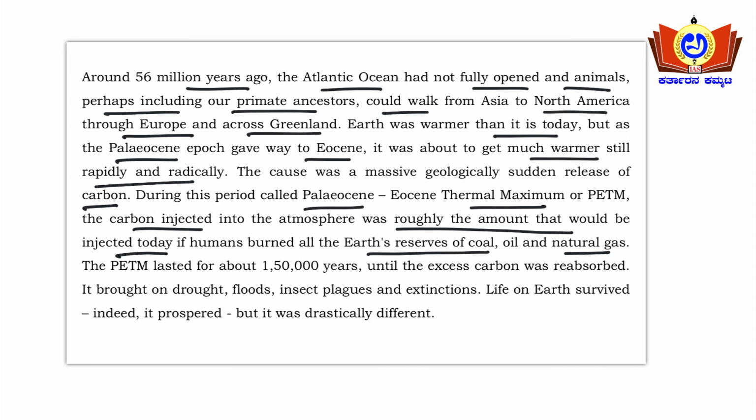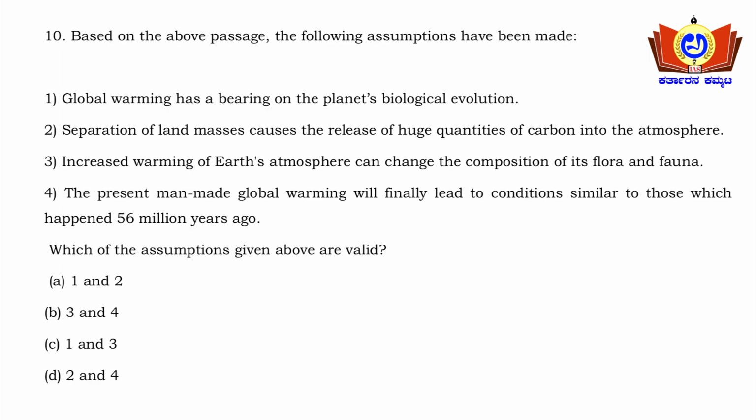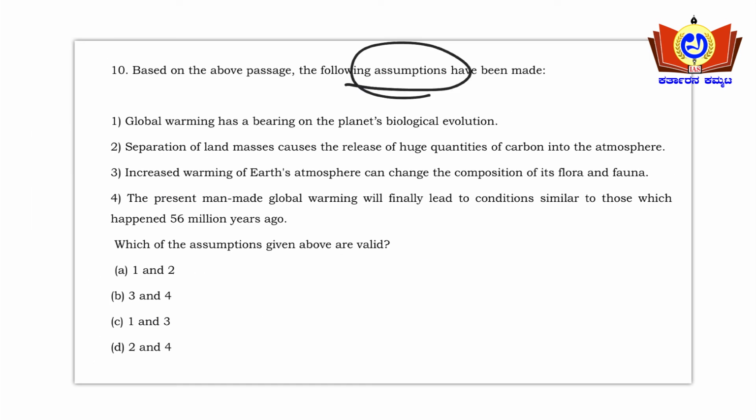So the PETM lasted for about 150,000 years until the excess carbon was reabsorbed. It brought on drought, floods, insects, plagues and extinctions. Life on earth survived, indeed it prospered, but it was drastically different here. So this is a kind of geography based question here, my dear friends. So what is the question here? Based on the above passage, the following assumptions can be made here, my dear friends. So what are the assumptions here?